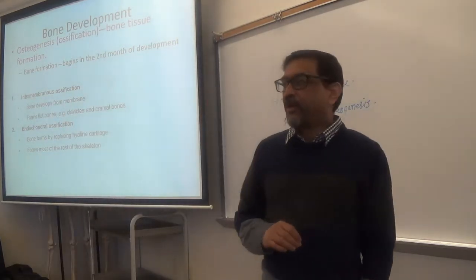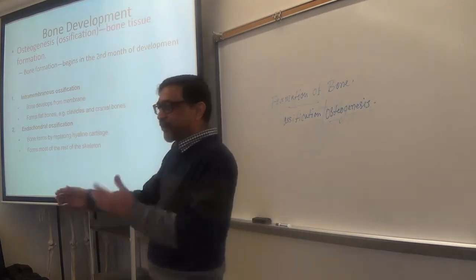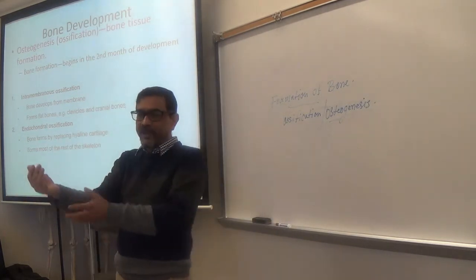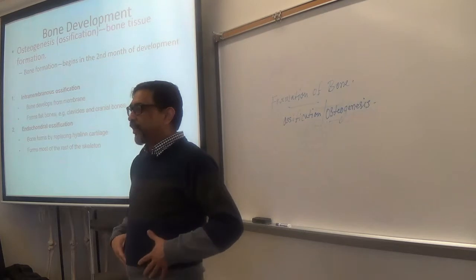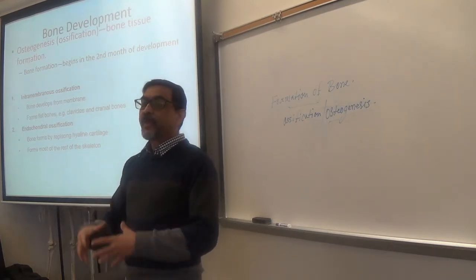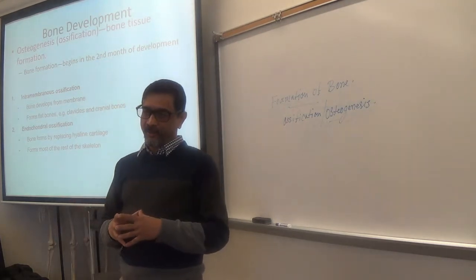The rest of the bones of your body, like your tibia, fibula, humerus, radius, ulna, femur, right? Vertebrae, all those bones come from endochondral ossification.